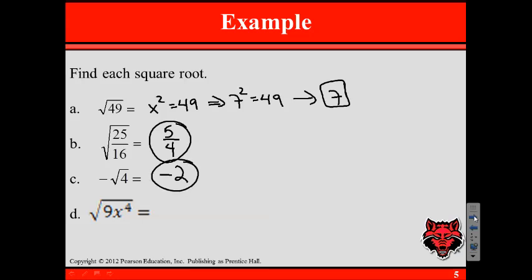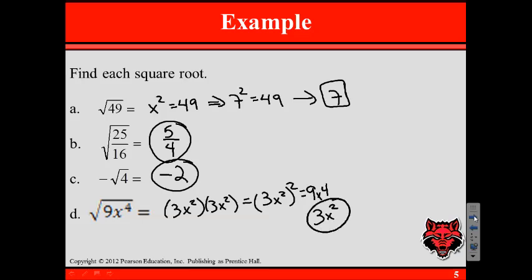We can also apply the same rule to a variable expression. Here we have 9x to the 4th power. Well, we know 9 is 3 times 3. If we want to use identical factors to get x to the 4th, we could rewrite that as x squared times x squared. So what we have is 3x squared times 3x squared, or 3x squared to the second power equals 9x to the 4th. So for that reason, using the definition from 2 slides ago, we see that the square root of 9x to the 4th is 3x squared.